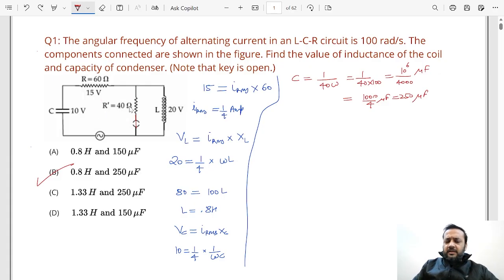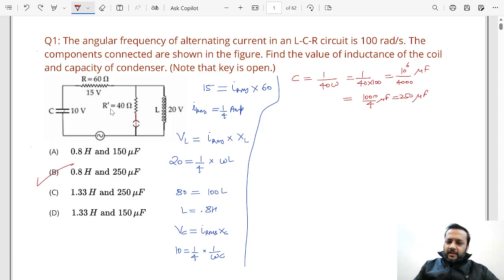For the complex number method, the resistance of the resistor will be simply 40 ohms, and the resistance of this will be taken as iota times XL, and you can treat these two in parallel. Then the combination of these two will be in series with the other elements. Here the resistance will be 60 ohms, but here the resistance will be minus iota times XC. So these three, the minus iota XC, the R, and the parallel combination of 40 ohms and iota times XL, will be taken in series, and then from there we can solve the question.